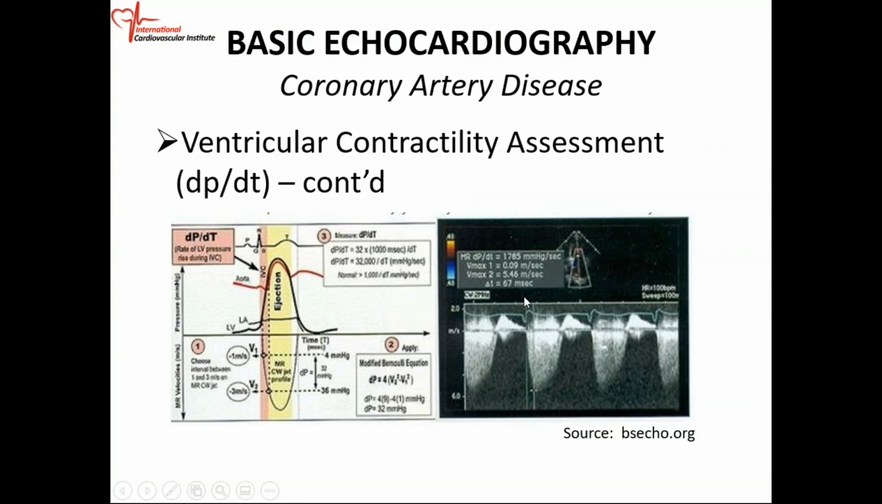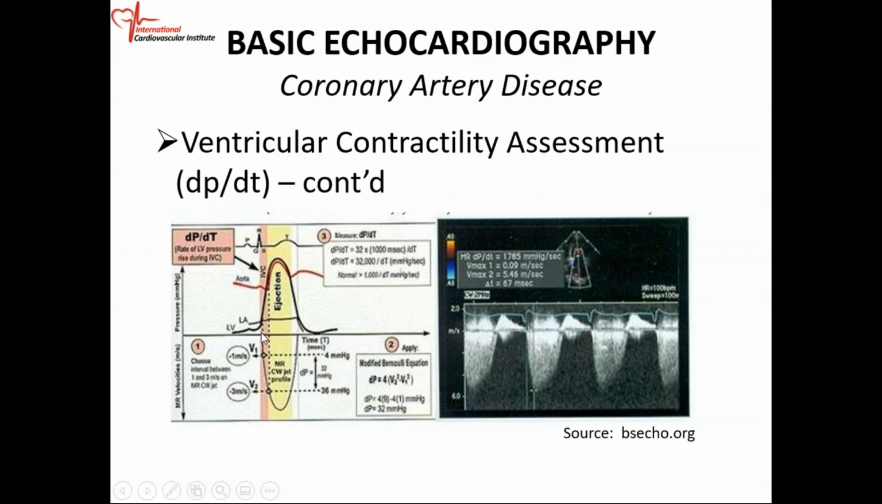So, sweep speed, 100 millimeters per second. You need an MR jet. Let me do it in the cartoon first. So you have mitral regurgitation. It's a systolic phenomenon, so this is your MR jet. Time is on the horizontal axis and velocity is on the vertical axis.